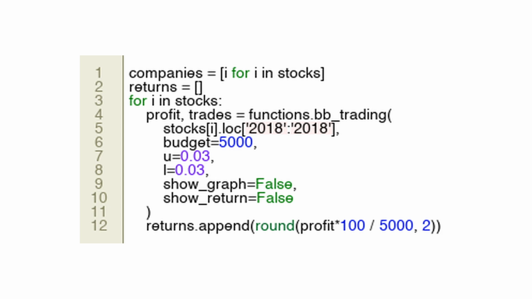For each company, the code computes the percentage profit compared to the initial budget of 5,000 by dividing the profit by the initial budget of 5,000 and then multiplying by 100 to convert to a percentage. This result is rounded to 2 decimal places and added to the returns list. At the end of this script, the returns list contains the performance metrics, percentage profits for the trading strategy applied to each company's stock data over the given period. This might be used to evaluate how well the trading strategy performed across different stocks, or to compare the efficiency of various strategies.